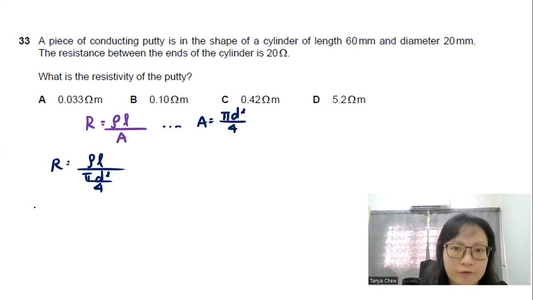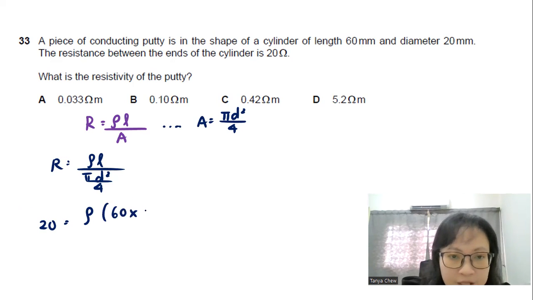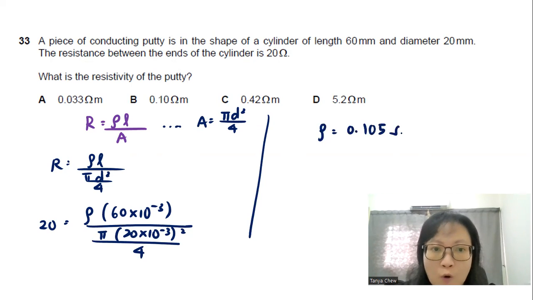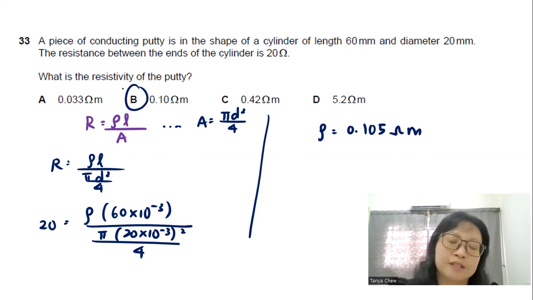Now I'm going to sub in whatever information is given. R is 20. Rho is resistivity, which I'm supposed to find. Length is 60 mm, 60 times 10 to the power negative 3. And d is the diameter, 20 times 10 to the power negative 3, but you have to square it and divide by 4. So when you work it out, your resistivity should be 0.105 ohm meter. So B is the answer.